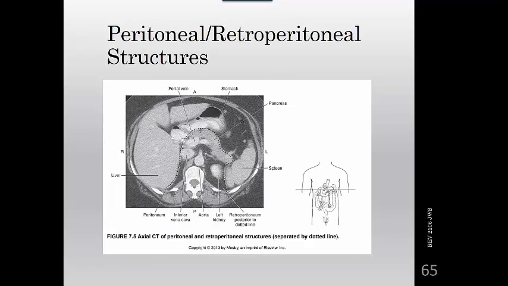To give you a CT image perspective, this slide demonstrates a CT image with the peritoneal and retroperitoneal structures separated by the dotted line. Again, retroperitoneal structures included on this image are the pancreas, the aorta, IVC, and a portion of the left kidney. And here they are: the pancreas, the aorta, IVC, and a portion of the left kidney. That's all you see on this slice. All these other organs are peritoneal.